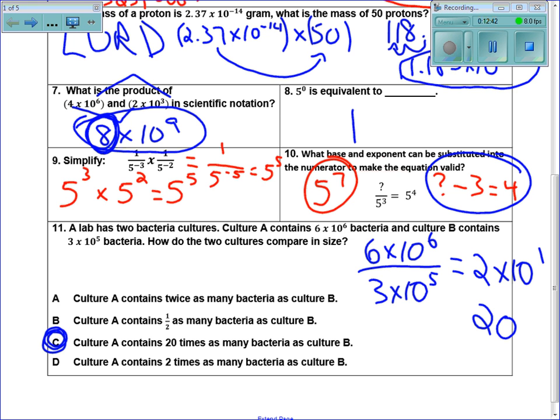If I was going to expand those numbers out, it would be 6 and then 6 zeros, which is 6 million. And then 3 times 10 to the 5th is 300,000. So if I divide those two, we can start crossing off zeros, which you've learned to do since 4th grade. I can see that 60 divided by 3 is 20, not 2. So be very careful about that. All right, let's move on to the next page.